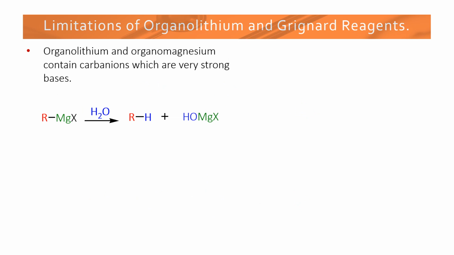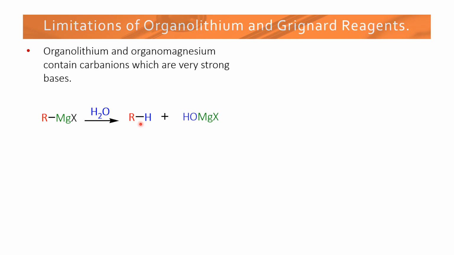Organolithium and organomagnesium compounds contain carbanions, which are very strong bases. Therefore, they react with acidic centers in a reaction mixture. This is the limitation to their utility. For example, you can see here the general equation where I have a Grignard in the presence of water, and then the Grignard dies.